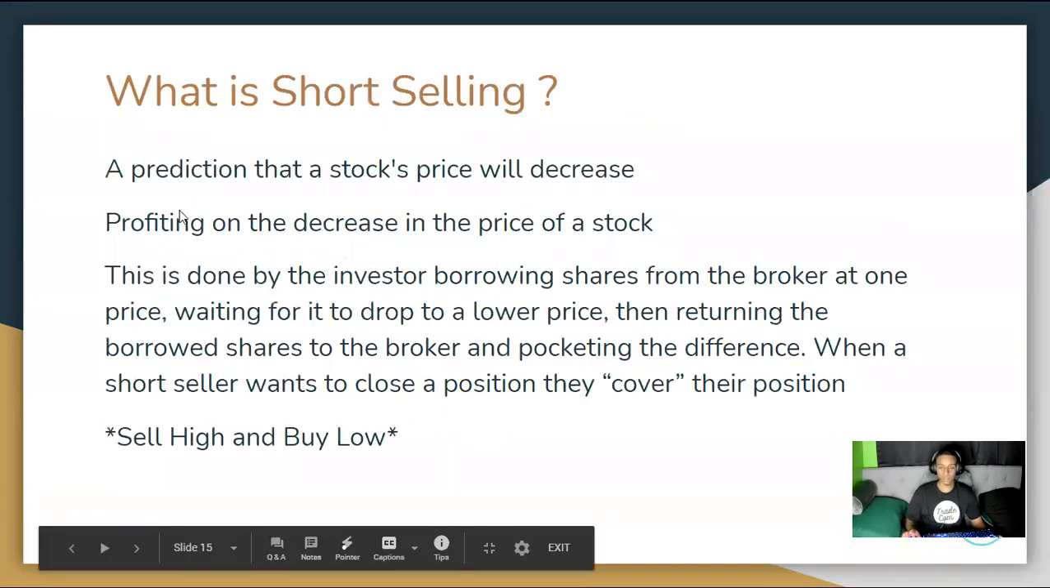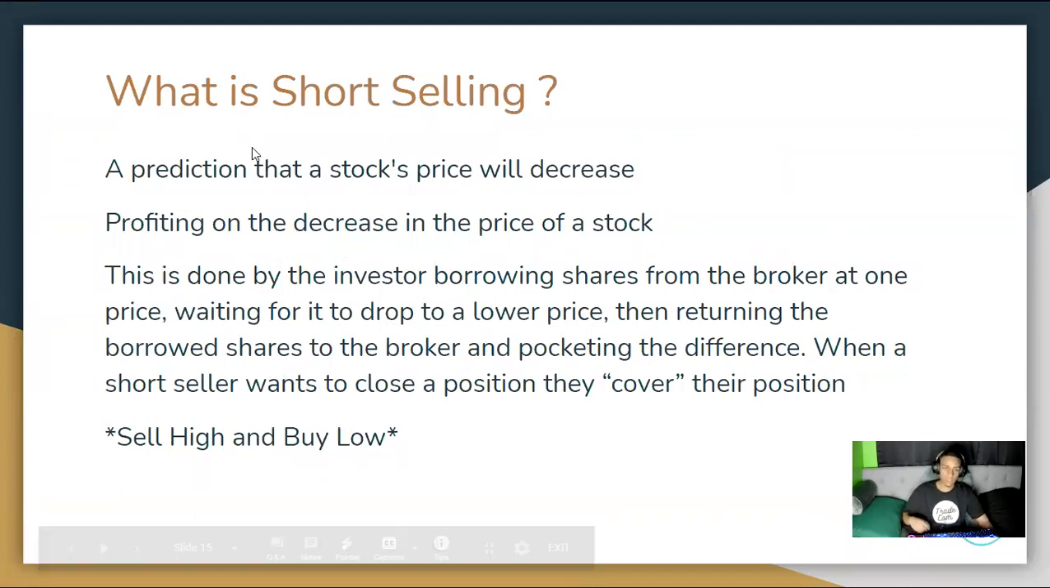Now, short selling. This is what's going on right now in the market. Pretty much it's the talk of the year. It's a prediction that a stock's price will decrease. You're going to be profiting on the decrease in the price of a stock, and this is done by the investor borrowing shares from the broker. Our broker is TD Ameritrade. I'm going to explain that in a bit. You borrow shares from the broker at one price, wait for it to drop to a lower price, then return the borrowed shares to the broker and pocket the difference.